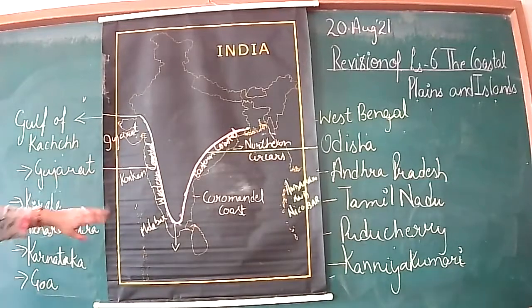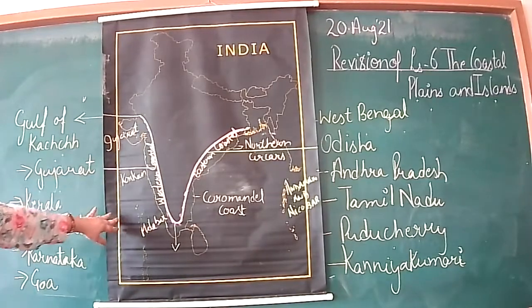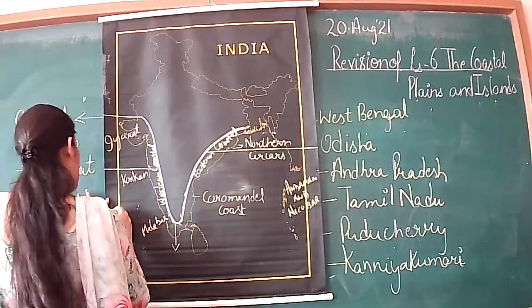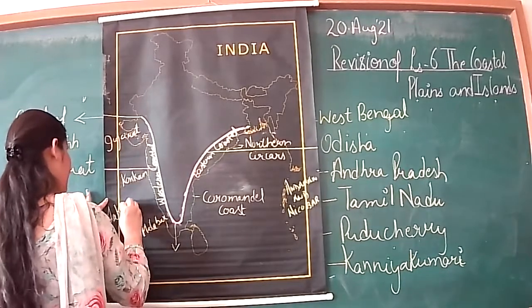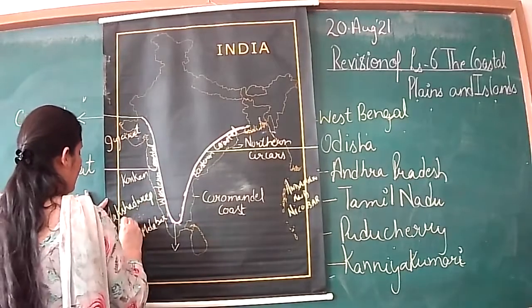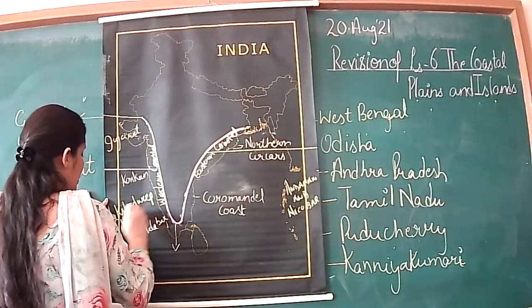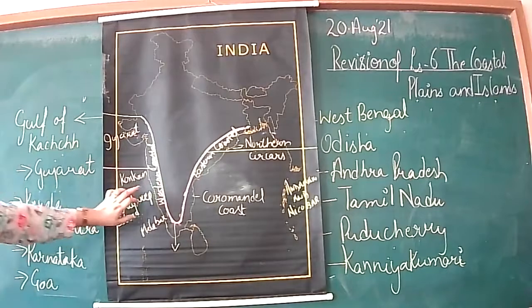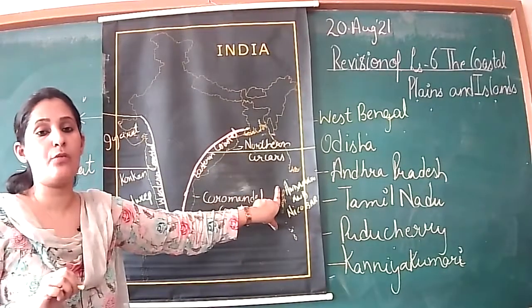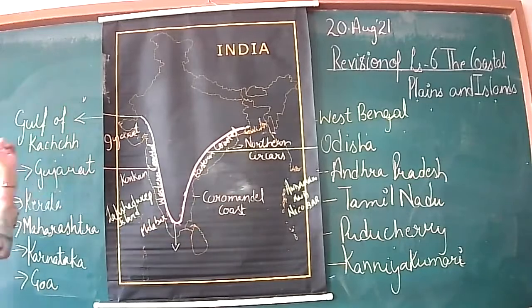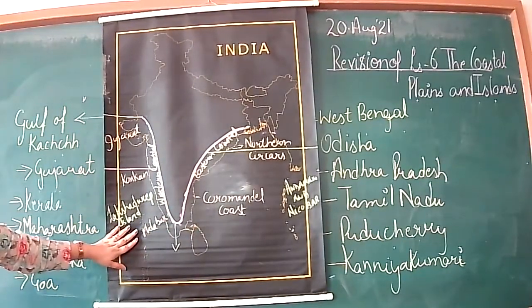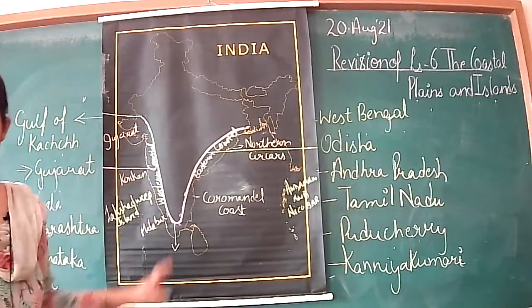And here in the Arabian Sea, we have the Lakshadweep Islands. So here is the Lakshadweep Islands in the Arabian Sea. We have the Arabian Sea as the water body here, and here we have the Bay of Bengal. So in the Bay of Bengal, we have the Andaman and Nicobar Islands, and in the Arabian Sea, we have the Lakshadweep Islands. So this is all about this chapter.